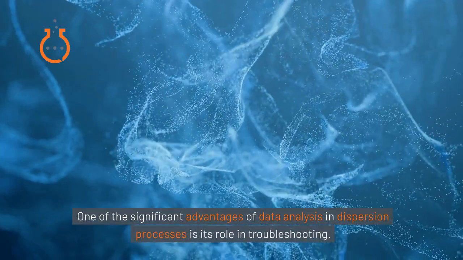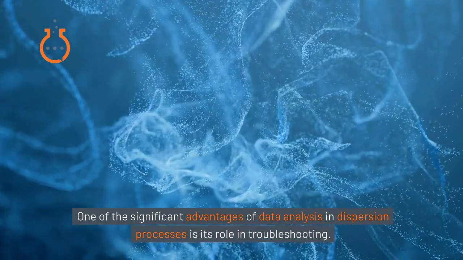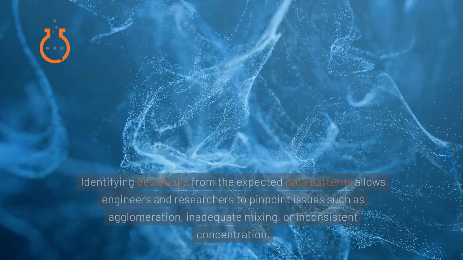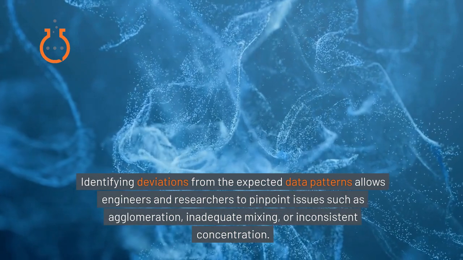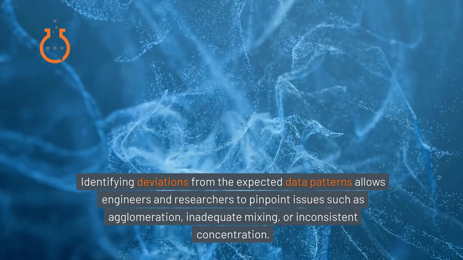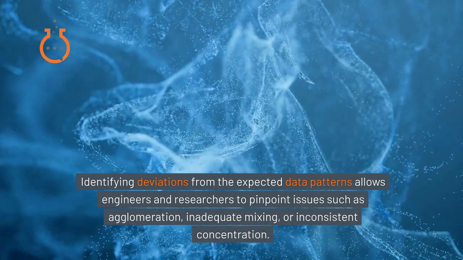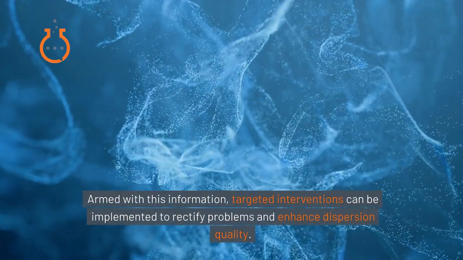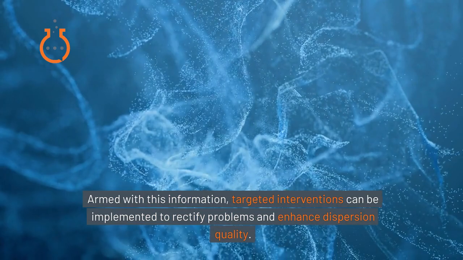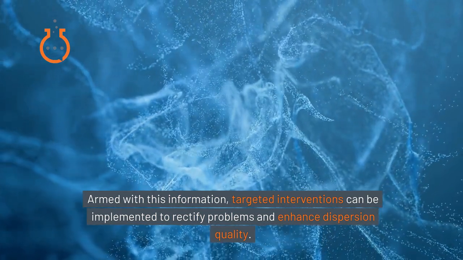One of the significant advantages of data analysis in dispersion processes is its role in troubleshooting. Identifying deviations from the expected data patterns allows engineers and researchers to pinpoint issues such as agglomeration, inadequate mixing, or inconsistent concentration. Armed with this information, targeted interventions can be implemented to rectify problems and enhance dispersion quality.